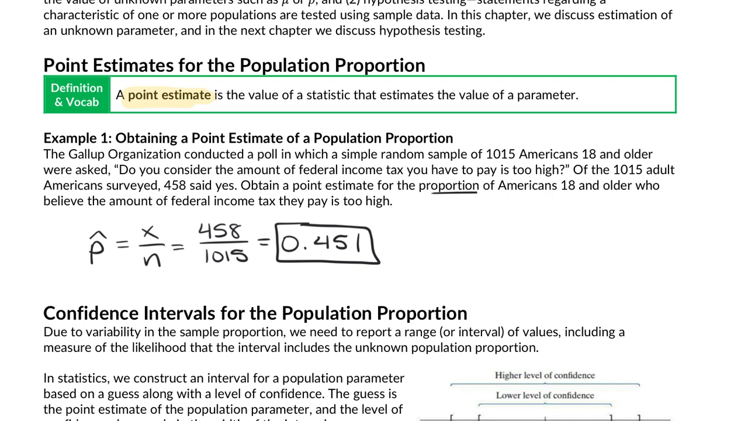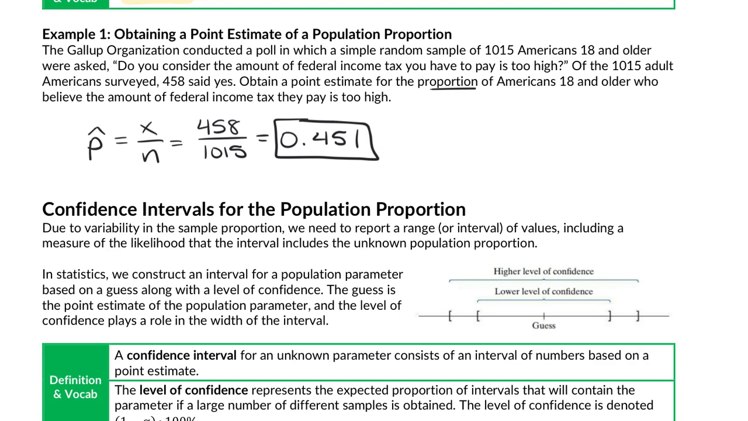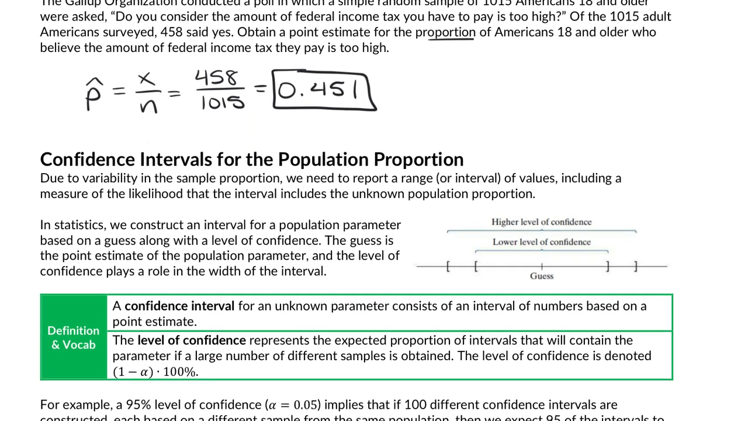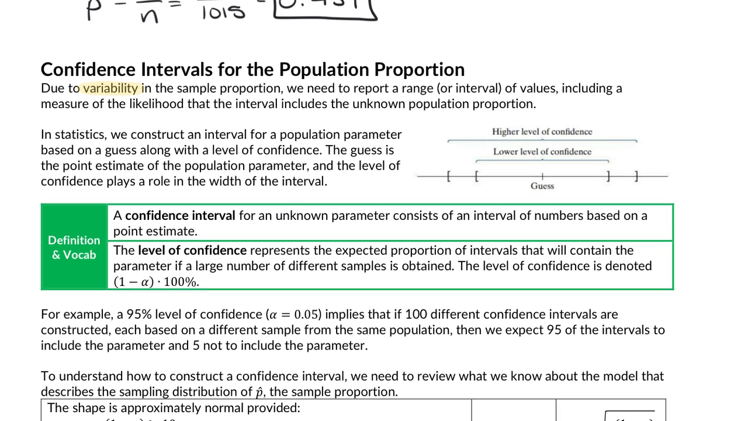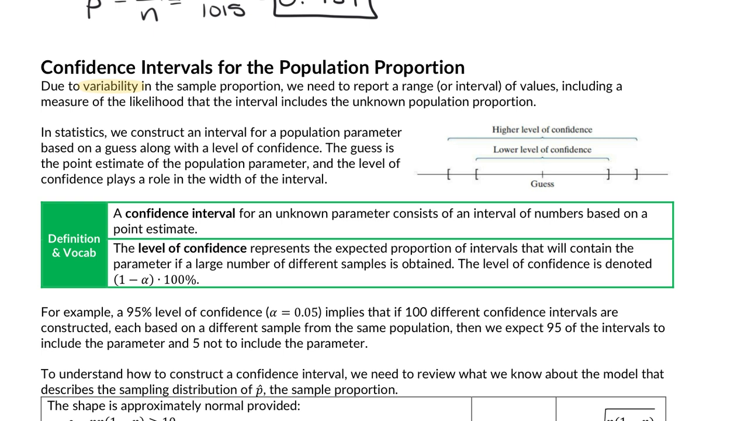So a question that comes with inferential statistics is basically, how confident are you that this is a good statistic? So due to this variability, because our simple random sample may not precisely reflect the population, we need to report a range or interval of values, including a measure of the likelihood that the interval contains the unknown population proportion. So in statistics, we construct this interval for a population parameter based on a guess.